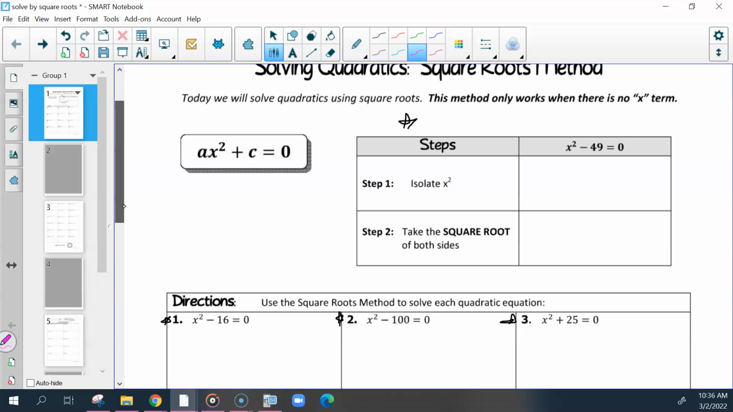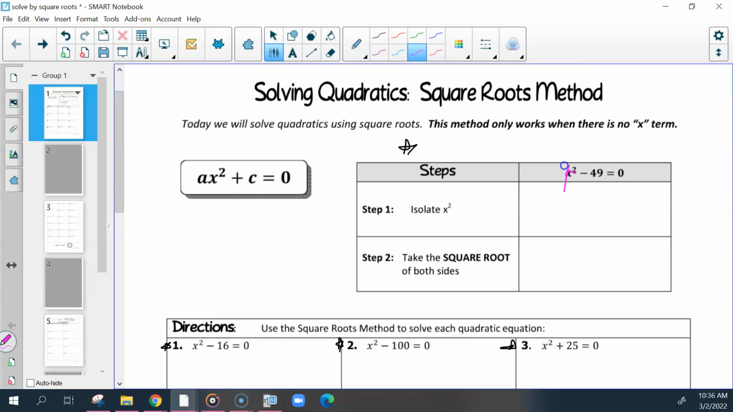How would we do that? Add 49 to both sides, so I'm going to rewrite this. We have x squared equals 49.